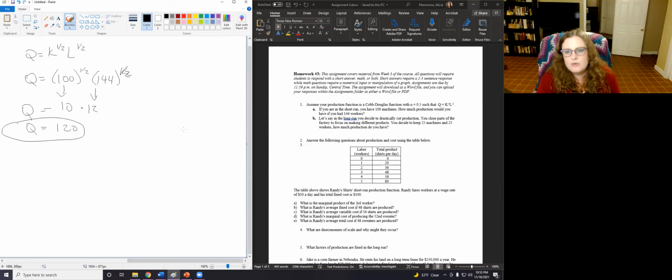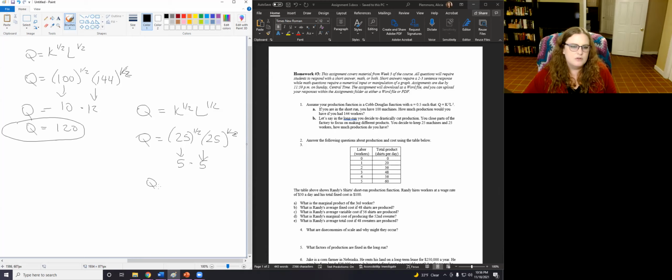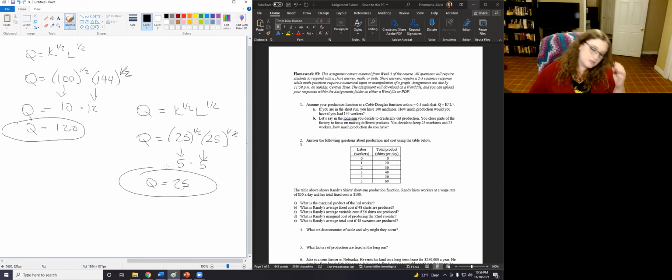All right. So let's say in the long run, you decide to drastically cut production. You close parts of the factory to focus on making different things. So now you have 25 machines and 25 workers. How much do we produce? Okay. Well, that means that our Q, which is K to the 1/2, L to the 1/2, let's plug in 25 for each of those. 25 to the 1/2, 25 to the 1/2. That's just 5 times 5, right? So the quantity that we would be producing is just 25 in the second situation. I would know how to work through the steps of it, if I gave you a very similar problem with maybe similar numbers, being able to run them and figure out which one you would produce more.